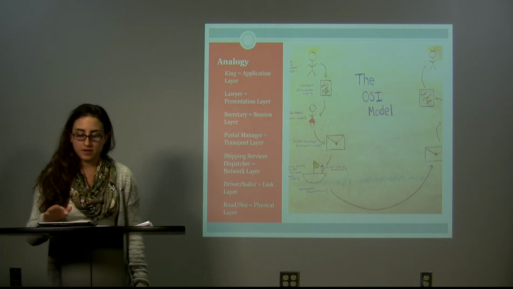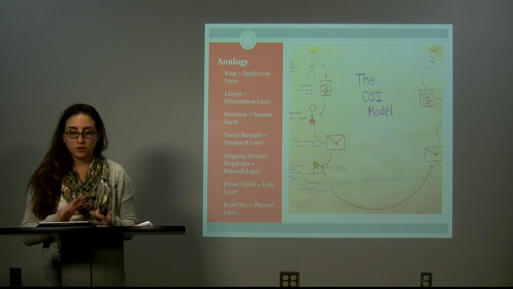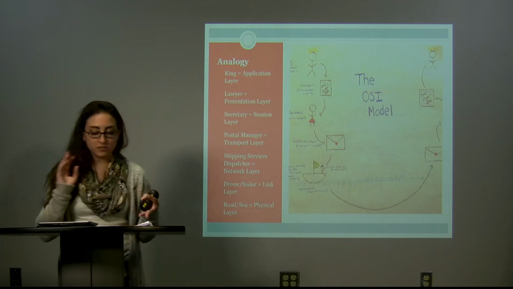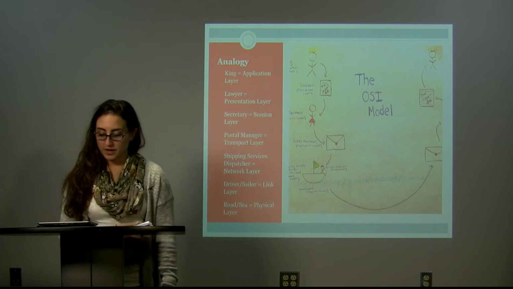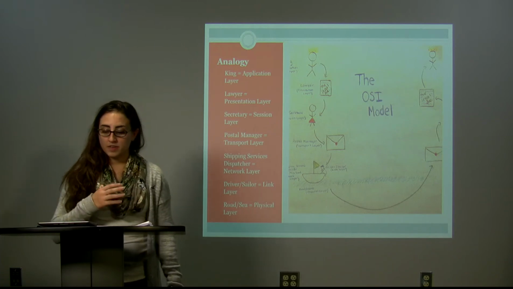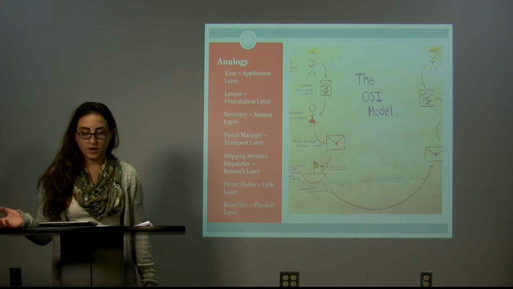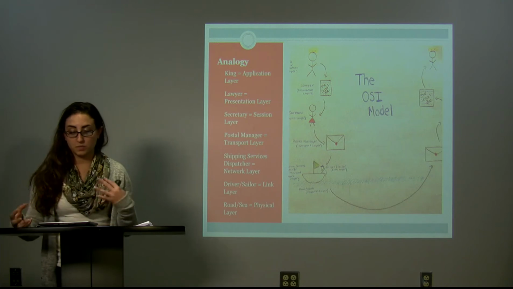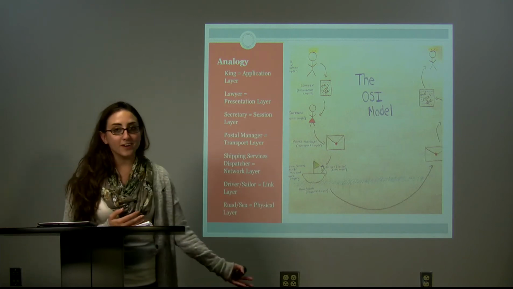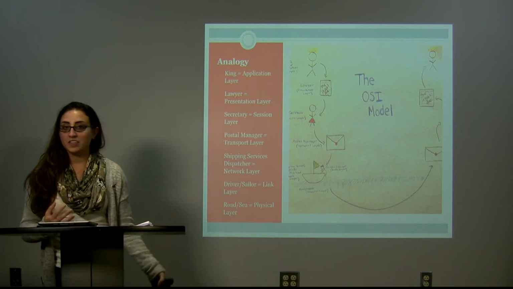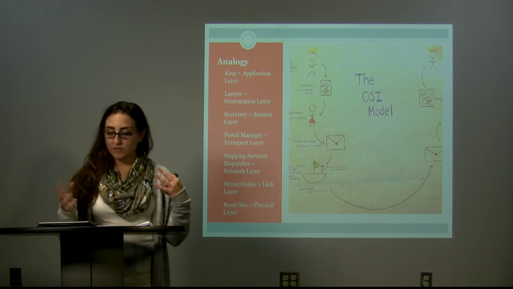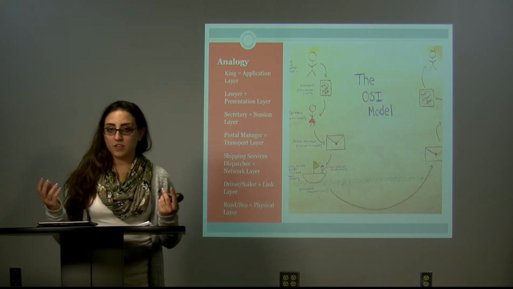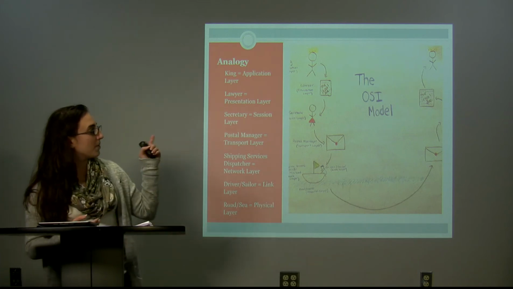The secretary then passes the message to a postal manager, who decides how the message will be transported, whether it be through FedEx or UPS or something of the sorts. The postal manager is the transport layer. Once the postal manager makes this decision, they pass it along to the shipping services dispatcher, which is the network layer. This dispatcher holds all the packages until they're ready to be picked up by, say, a driver, or in this case, a sailor, and the driver and sailors are the link layer. Then the driver or sailor carries the message across a road, or in this case a sea, which is the physical layer. And once it reaches the other side, the message travels all the way back up and gets to the king.